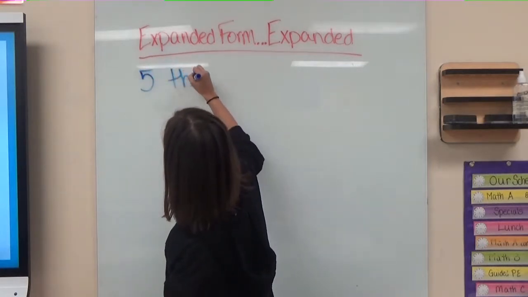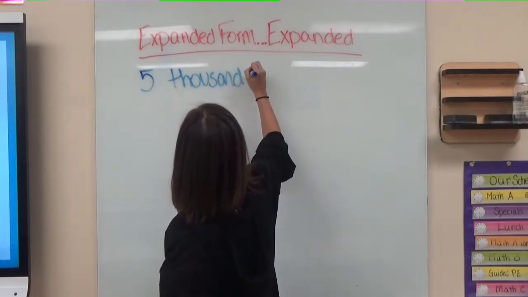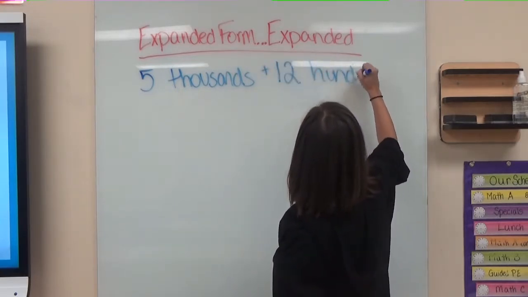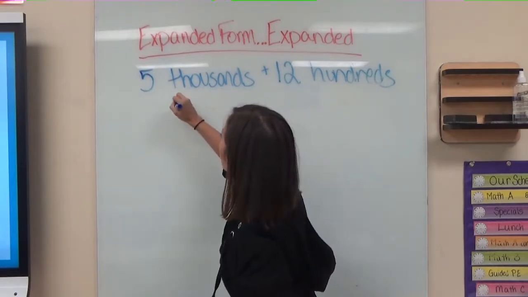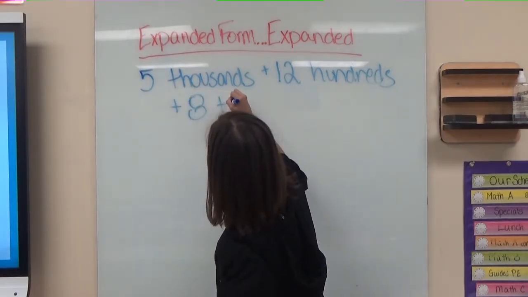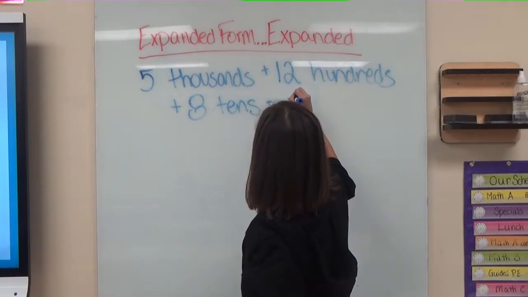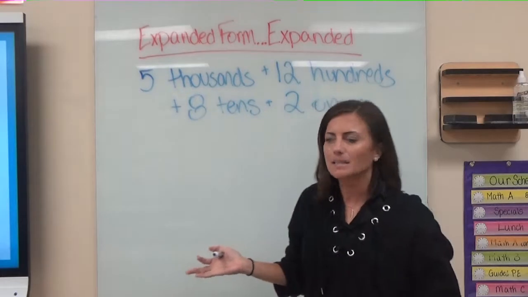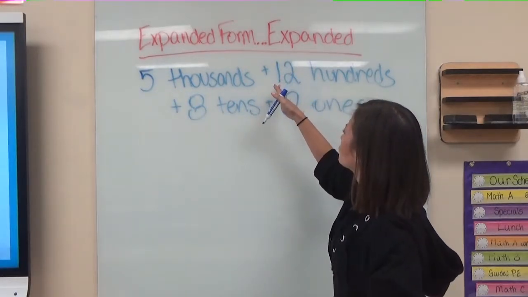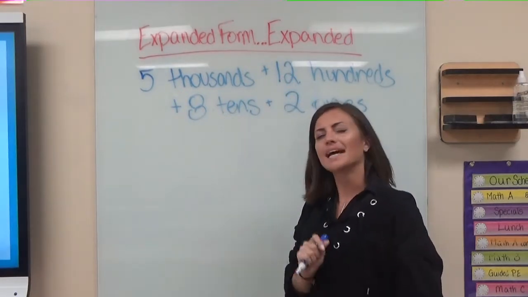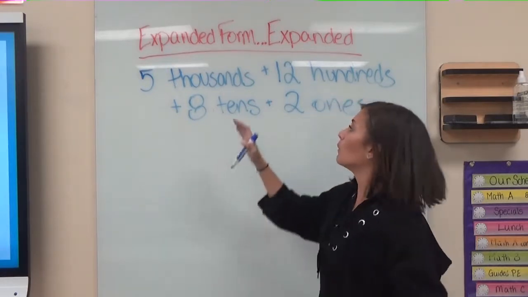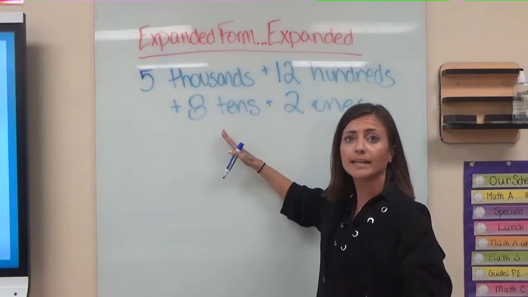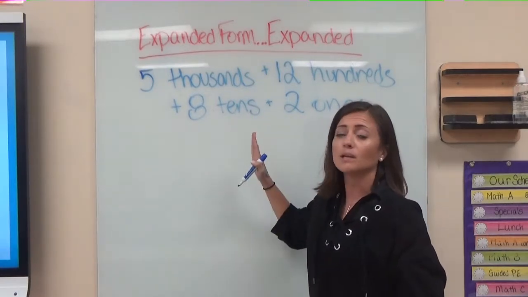5 thousands, 12 hundreds, 8 tens, and 2 ones. So you might look at this and say, oh, that's easy peasy. 5,000, 12, 8, 2. But is that a number we've learned? Not quite. So when we see one like this, even if it looks like it's something that we can answer off the top of our head without writing it down, we're still going to write it down so that we don't let it trick us.